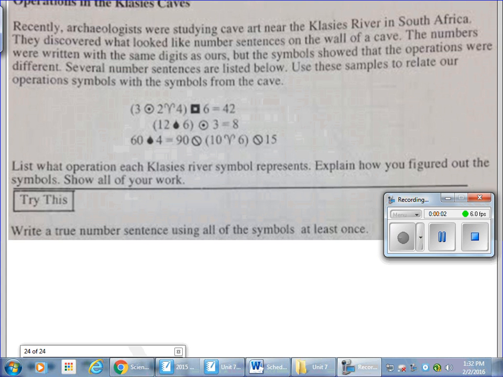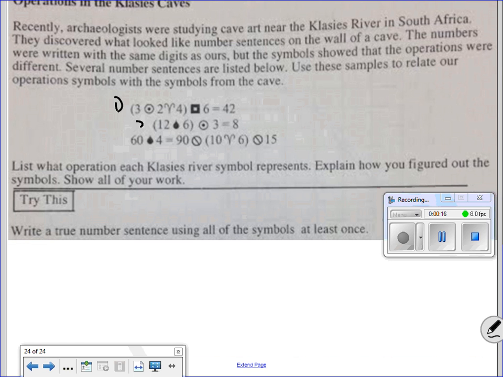Alright, let's take a look at this Unit 7 challenge problem. What was going on here is that we had some cave art, okay? So they had some math in the cave art, and there's 3 equations right here. We have to discover about what these symbols equal. Here's one equation, here's another equation, and here's the third one, okay? That's a nice way to take a look at this.